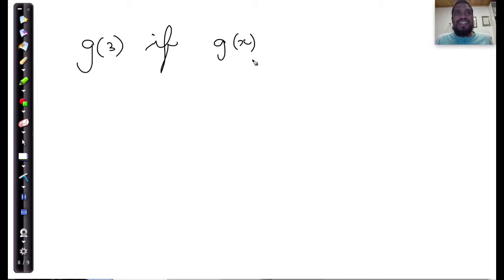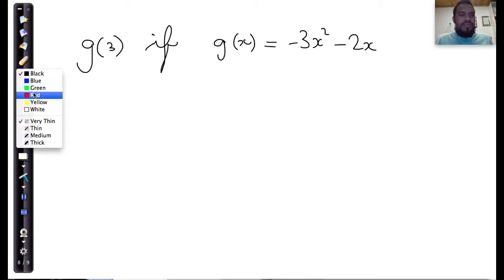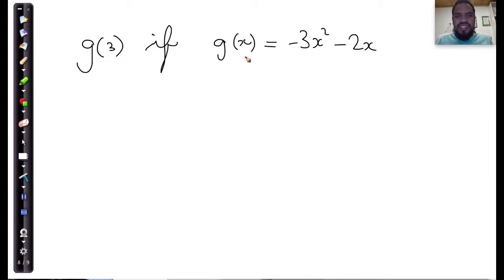if g of x, if what? G of x is equal to negative 3 x squared minus 2 multiplied by x. And what does that equal? Well, that just says wherever I see x, we need to put the value of 3 in, and all we did was give this function a different name. It's an easy way to keep track of things.